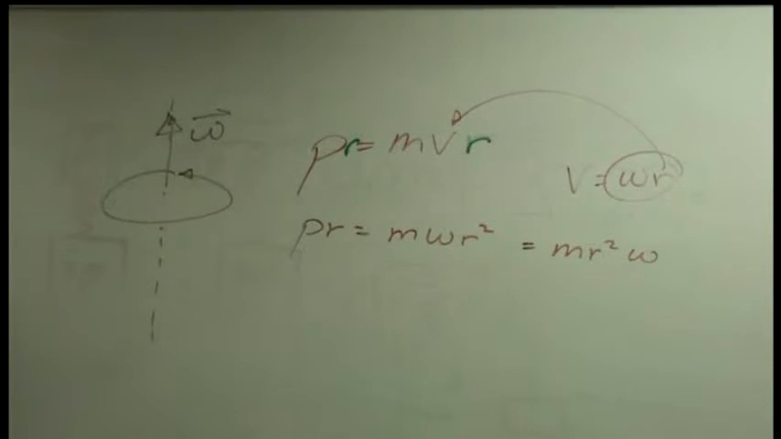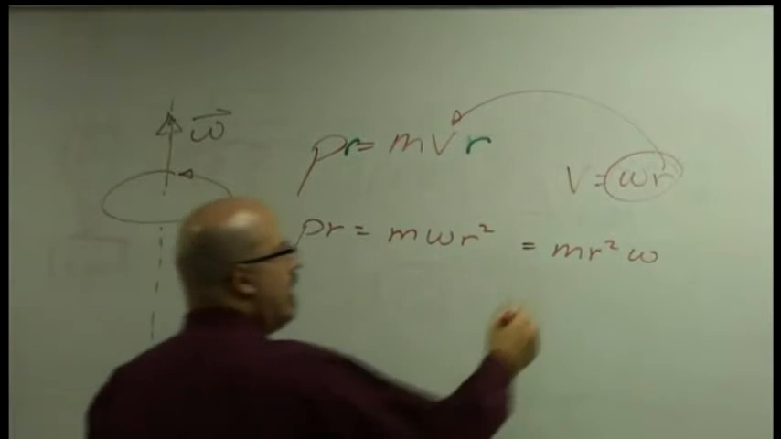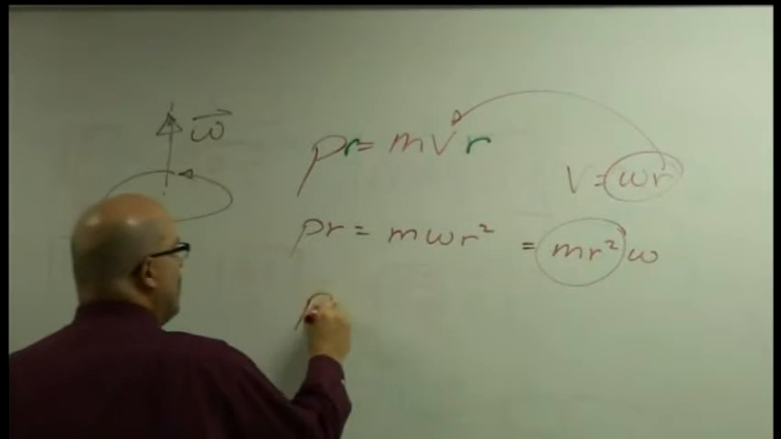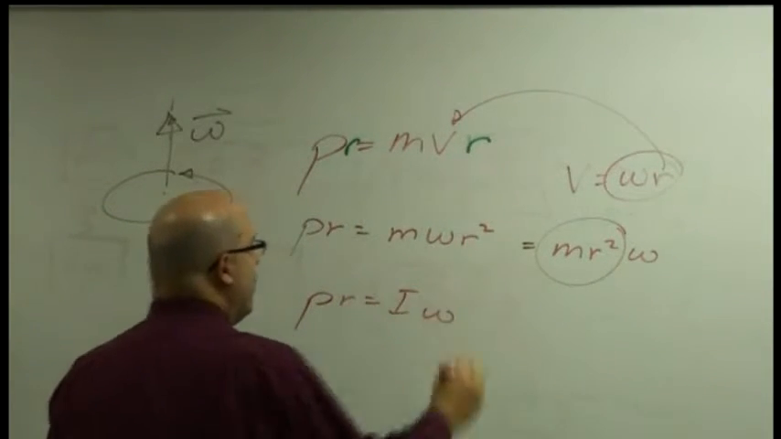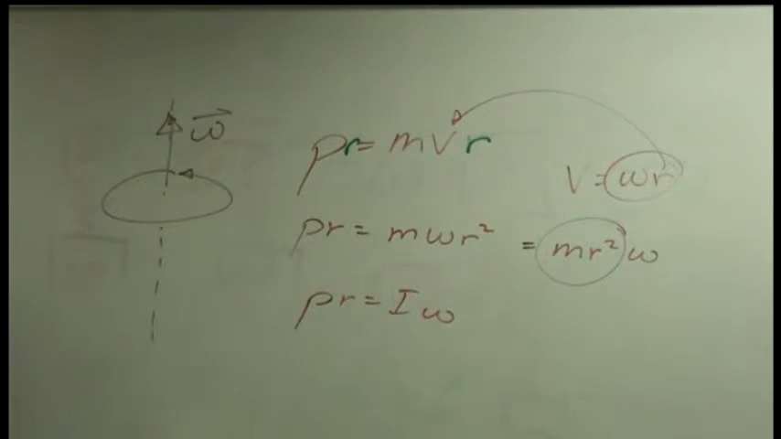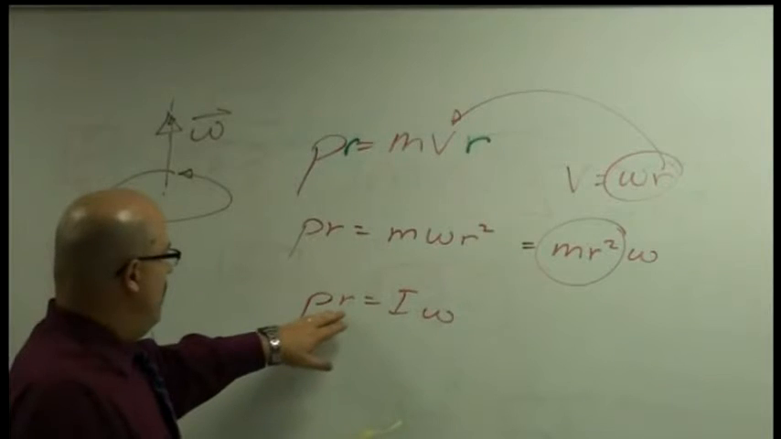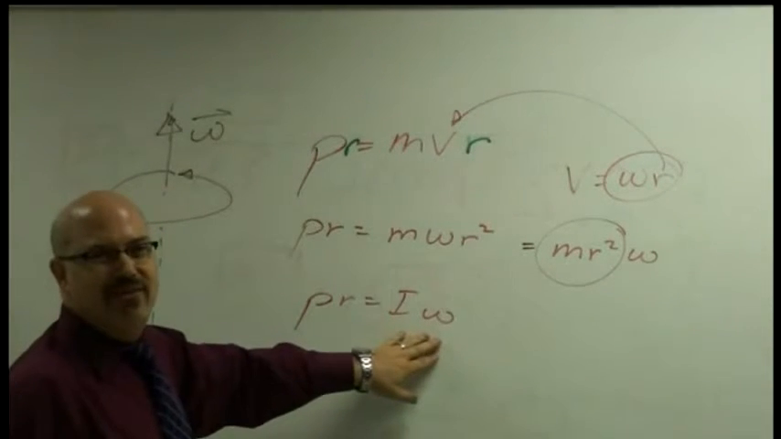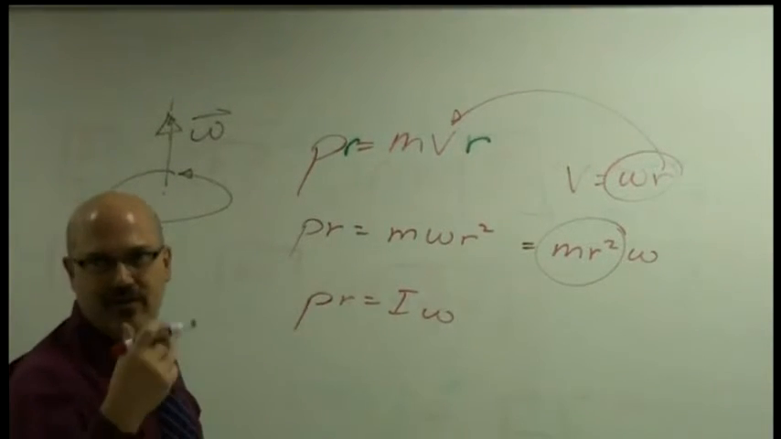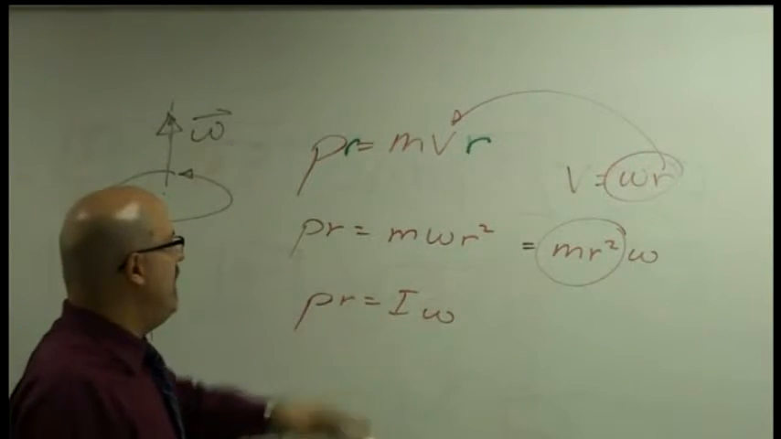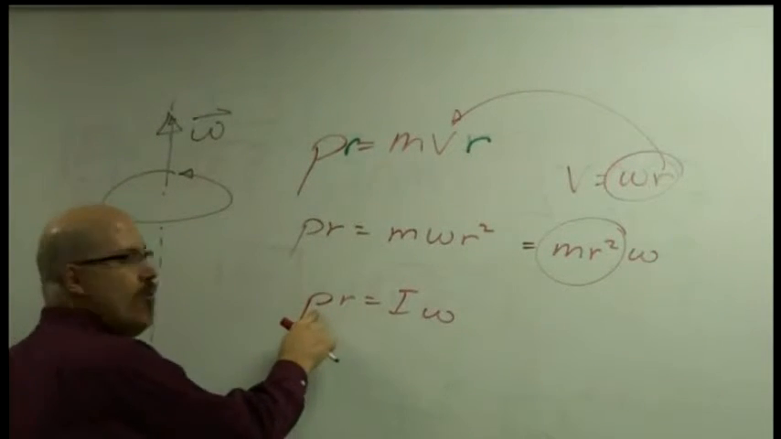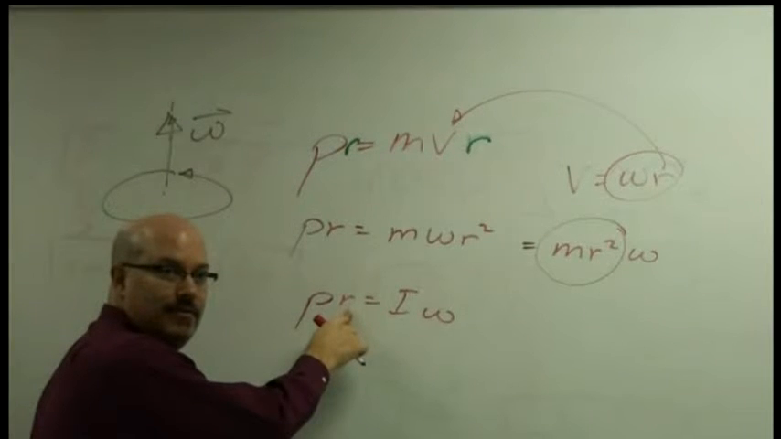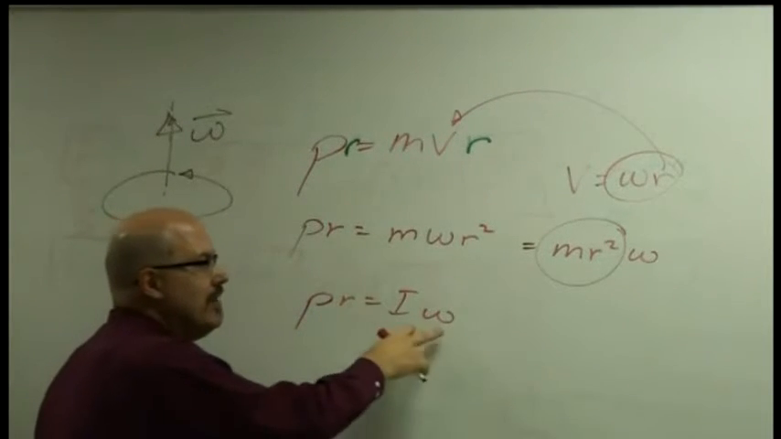What's MR squared? That would be I, right? So I omega. R equals I omega, which is mass equivalent and velocity equivalent. Now, the only thing I've done here is I haven't really derived this exactly right with all the correct math, but this is close enough to give you the idea that a momentum with a radius is equal to I omega.